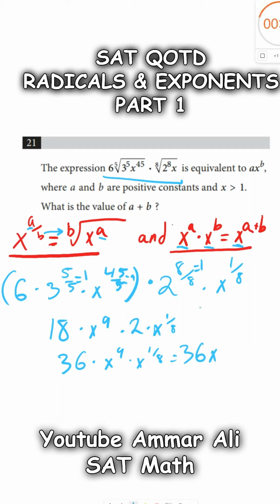Well, we need to rewrite our 9 in terms of having a denominator of 8, so we can multiply that by 8 over 8. That gives us 72 over 8, which is going to be added to 1 over 8, which gives us 73 over 8. Now, we will finish this problem in part 2.